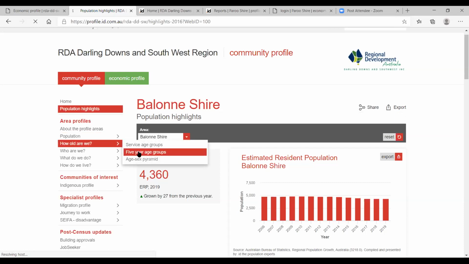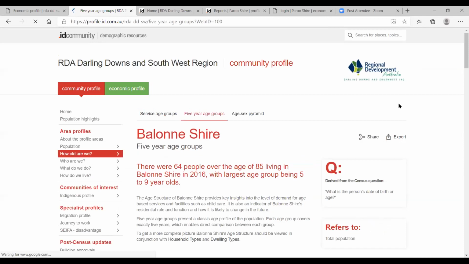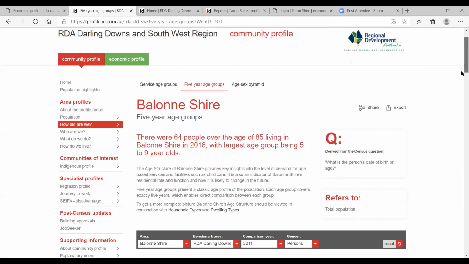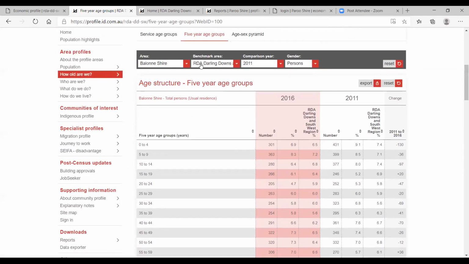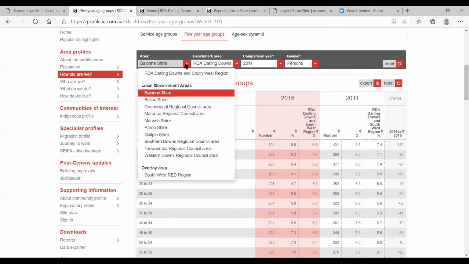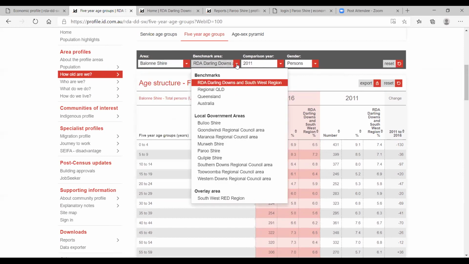The next one I'm going to show you, though, that I think is really important is our 5-year age groups. When we come down here, we've got our area once again, and you can click on any of these areas in the drop-down. Then you can also change your benchmark area. It's really important if you're trying to tell a story to the state government or the federal government that you change your drop-down to Queensland or Australia.